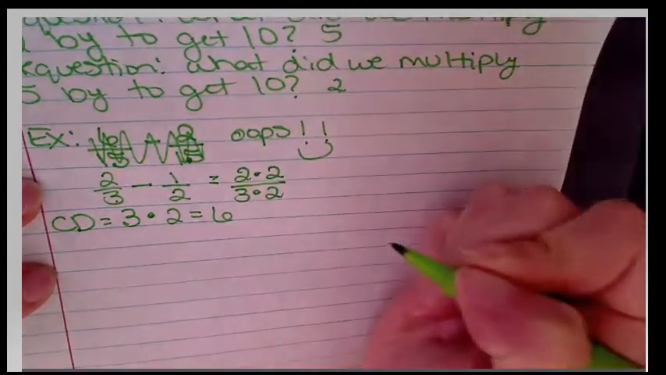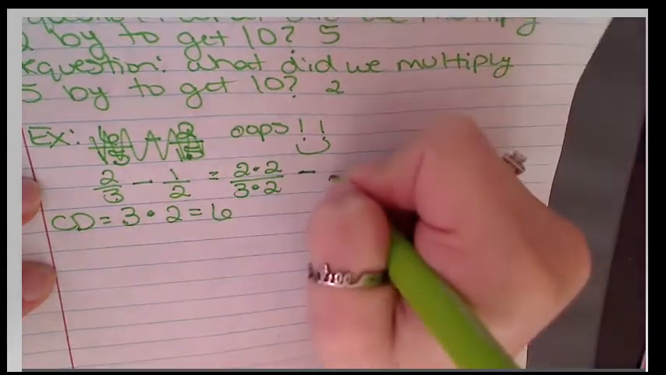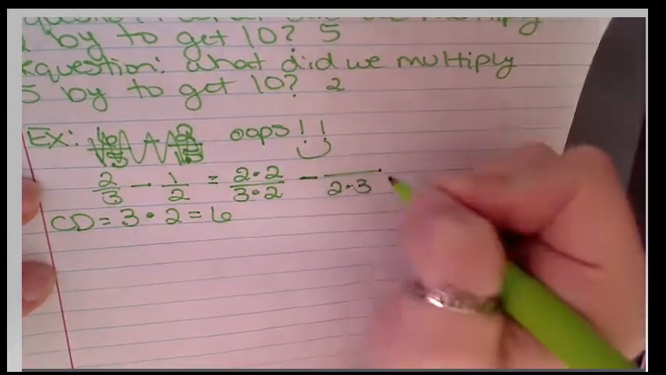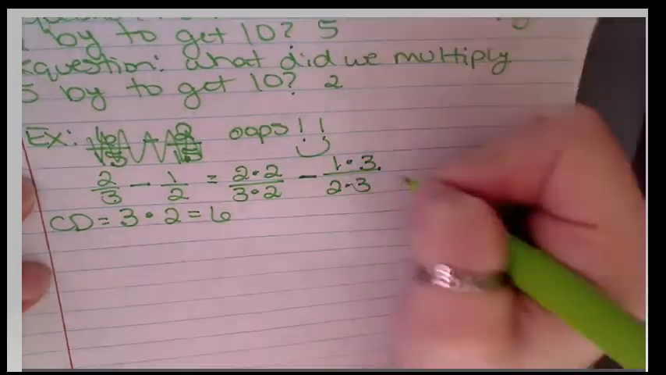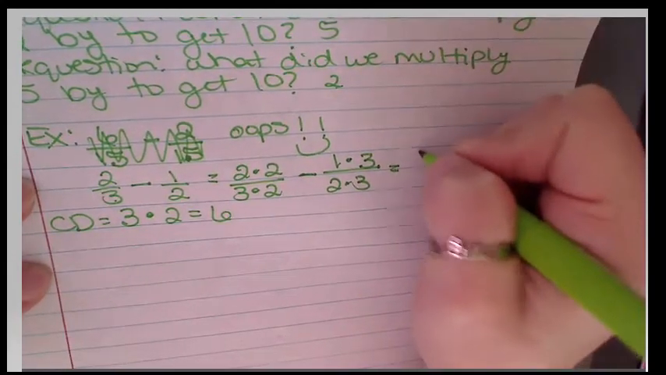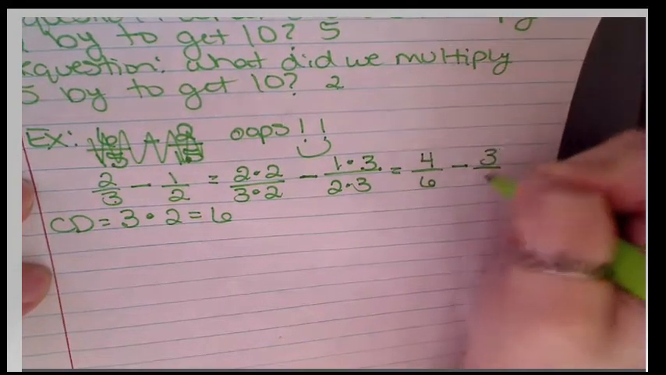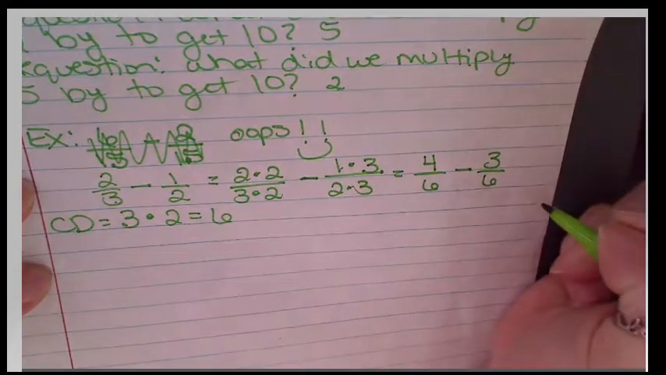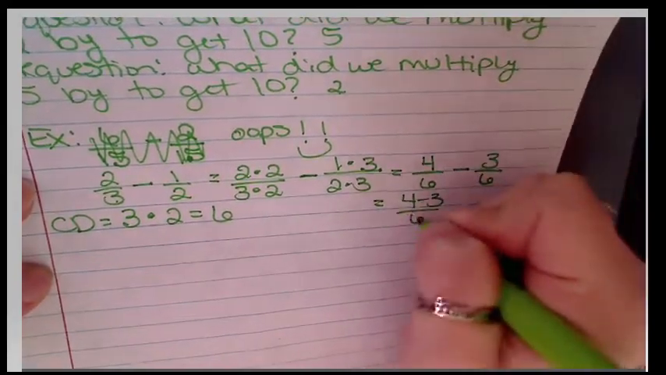Minus, right here on this bottom one we did 2 times 3, so that means we've got to take the top one by 3, 1 times 3. That'll give us 4 over 6 minus 3 over 6. So 4 minus 3 all over 6, that'll give us 1 over 6.